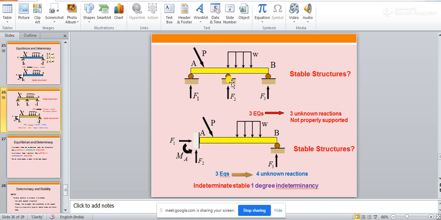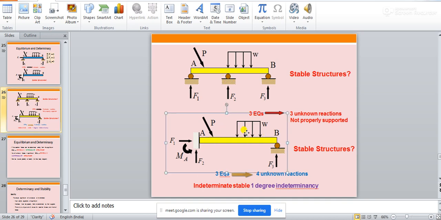Are you getting? So you must understand this point very clearly: whatever may be the structure, the structure needs to be stable first. If the structure is not stable, you cannot analyze it at all from the structural analysis perspective. First, it needs to be stable. Okay, now you go to the next figure.